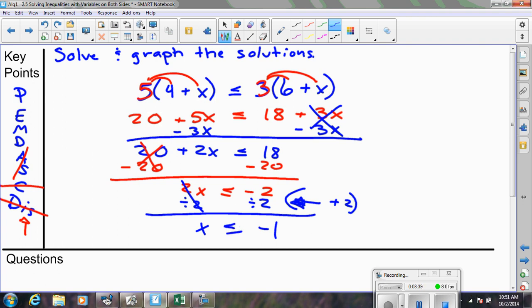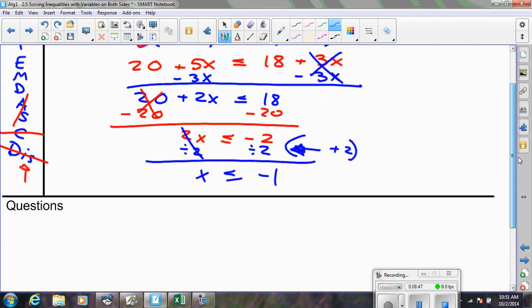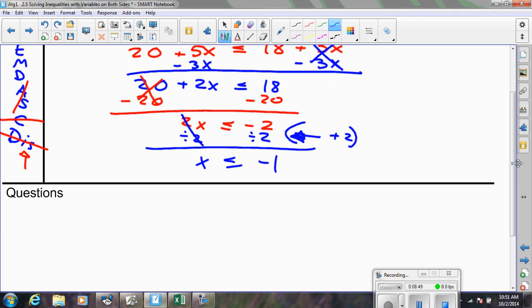X is less than or equal to negative 1. It's kind of amazing that we're winding up with so many less thans, 3 in a row. It's kind of weird. But we can graph that and then we'd be finished. What do you want for the tick marks? 0, negative 1, negative 2. That works. Or equal to goes to the left, and we've got it.